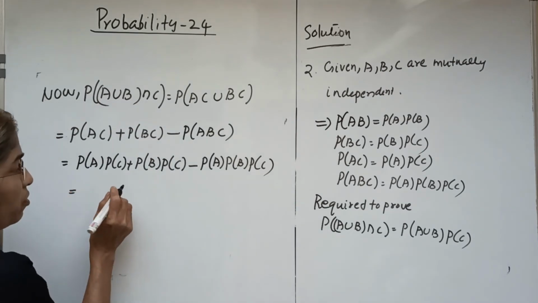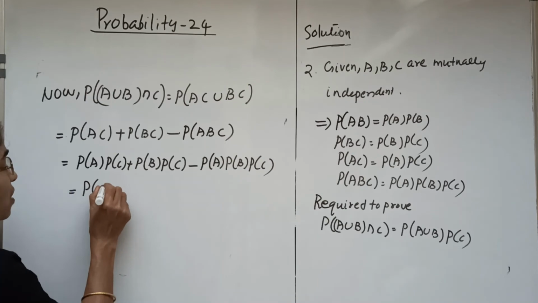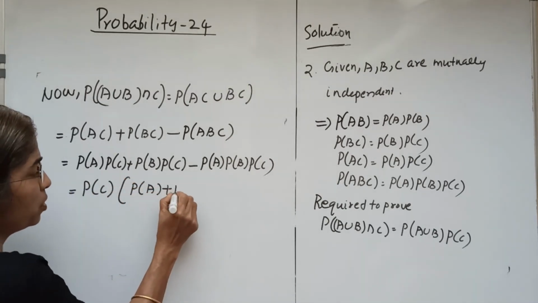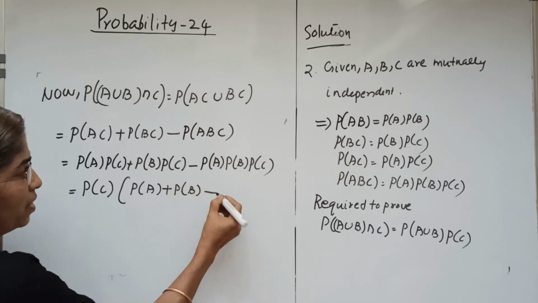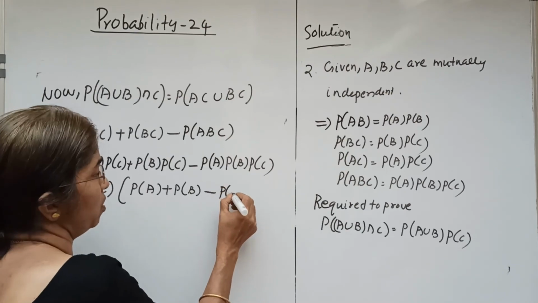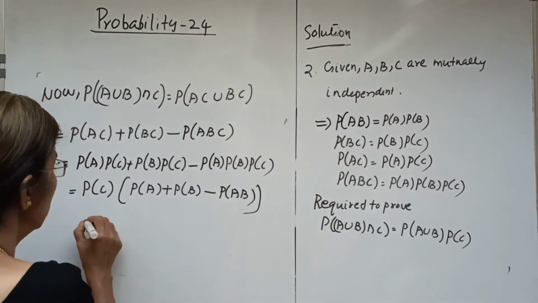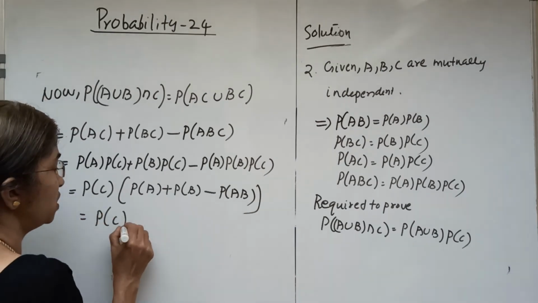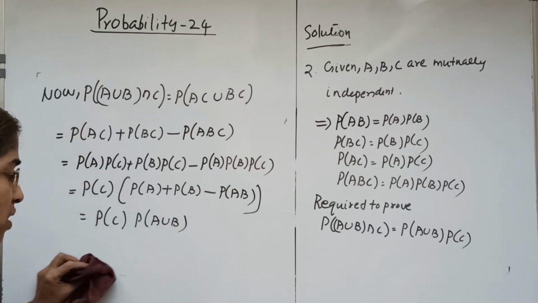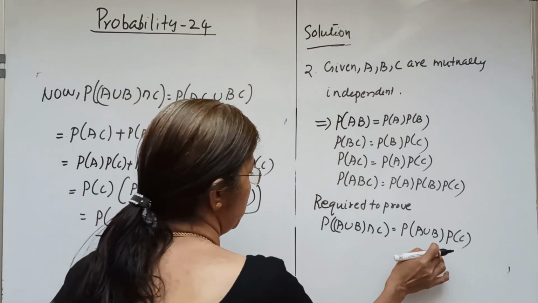Now P of C can be taken out as a whole. That is P of C into P of A plus P of B minus P of A into P of B, which can be written as P of AB. So this becomes P of C into P of A union B. So this is obtained.